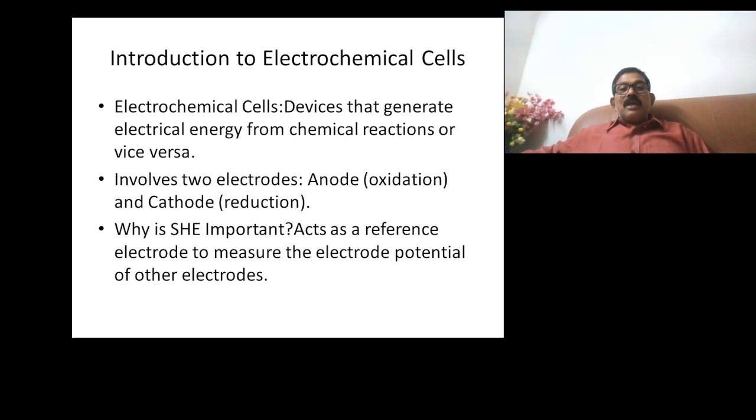It involves two electrodes, anode, that is the electrode where oxidation takes place, and cathode, that is the electrode where reduction takes place. Why is standard hydrogen electrode important? It's important because it acts as a reference electrode to measure the electrode potential of other electrodes.